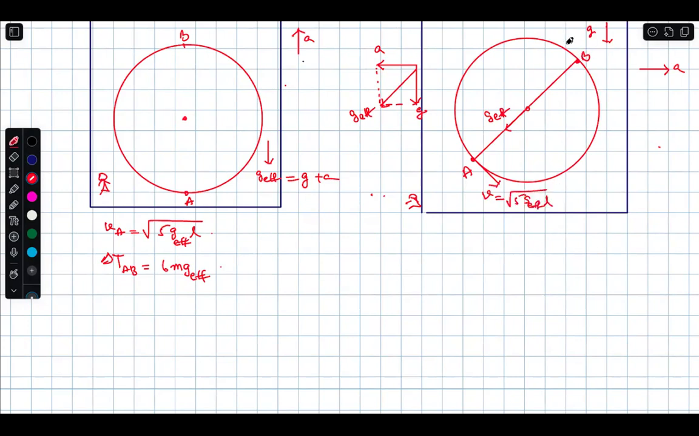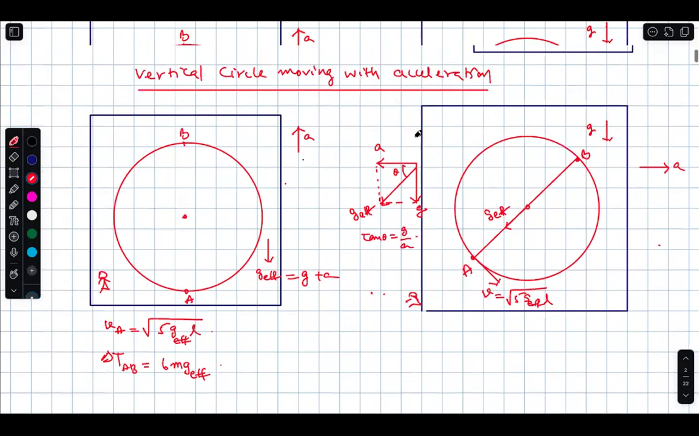At this point, what is going to be the minimum speed? Root g effective L. So this is how you should modify. And how do I know that? You know this theta: tan theta is g by a. Accordingly, it gets affected.